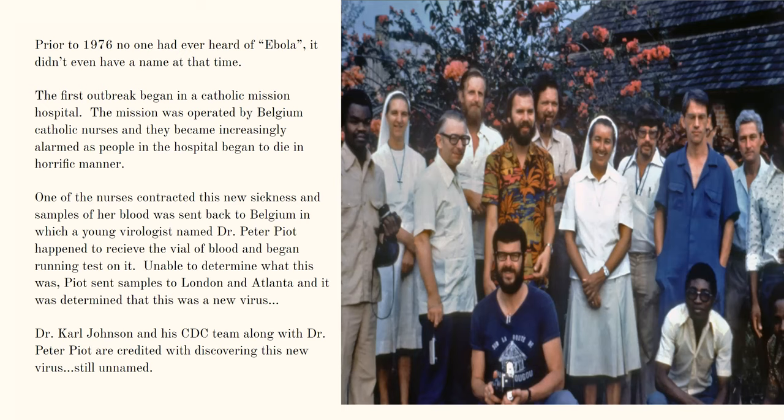Unable to determine what it was, Piot sent samples to London and Atlanta to try and figure out what this new virus was. Dr. Carl Johnson, who is seen right here in the white shirt in the back, really is the one that discovered that this is a brand new virus. Dr. Peter Piot, this is him right here. He's also one of the ones that was in the AIDS documentary that you all watched as well. All right, this is the same guy. He seems to be on the front lines of new virus outbreaks.